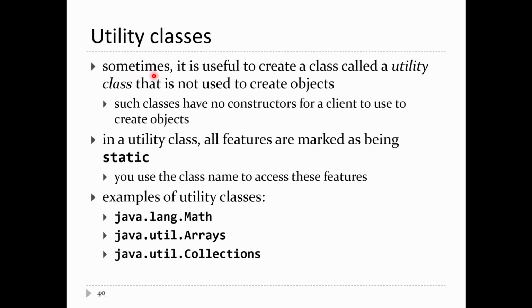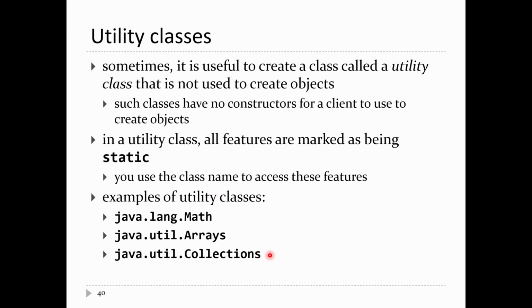Every once in a while, very occasionally, it's useful to create a class called a utility class that you use to not make objects. Such classes have no constructors because you're not using the class to make objects. In a utility class, everything is marked as static. It has to be static because you have no objects, so you can't have any non-static features in a utility class. If you look in the standard library, now the standard library is very big, it consists of, I don't know how many, but there's probably thousands of classes.